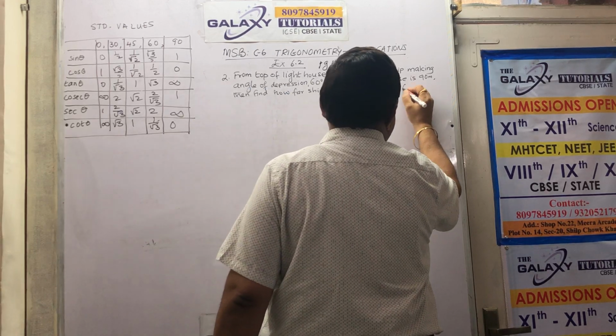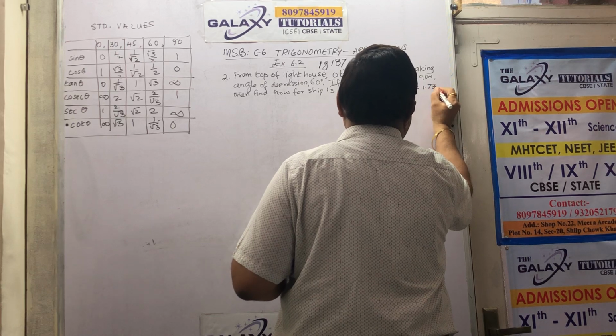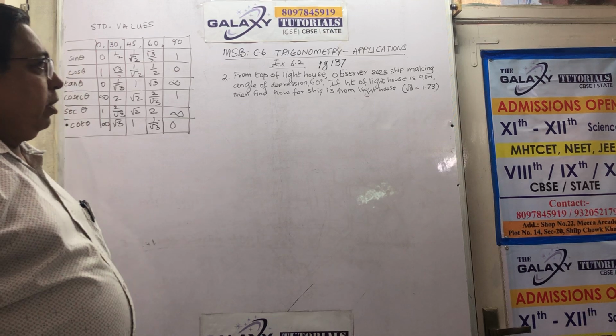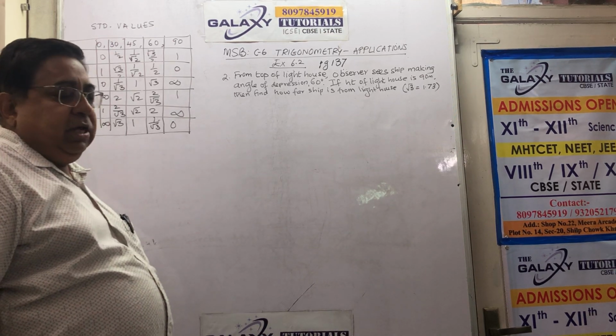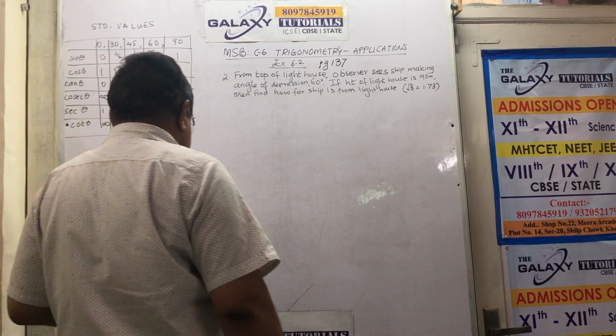And they are given a square root value because they know you are never going to study the square root table. Root 3 is 1.7. If not given, you have to memorize and keep. You can't say they did not give. So, first we will see the diagram.